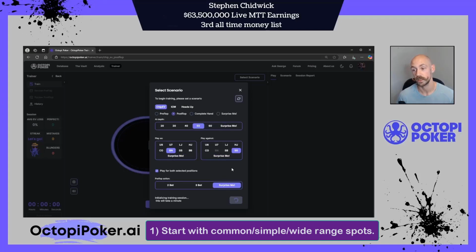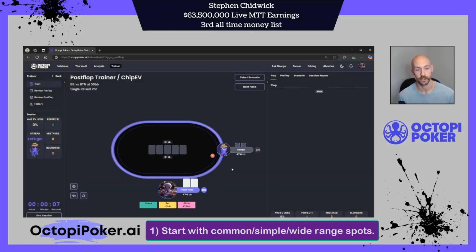Reason I say that is, first of all, having a wide range helps you identify the broad patterns that you're going to see over and over again. What kind of cards are good for one player, bad for the other player, what cards you have a big range advantage or a nut advantage on, stuff like that. And by choosing the wide range spots, you'll learn things that you can apply to a lot of different situations.